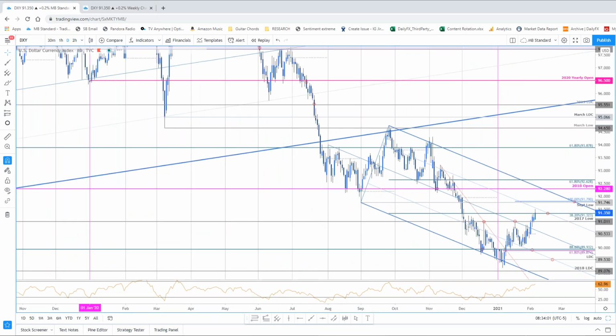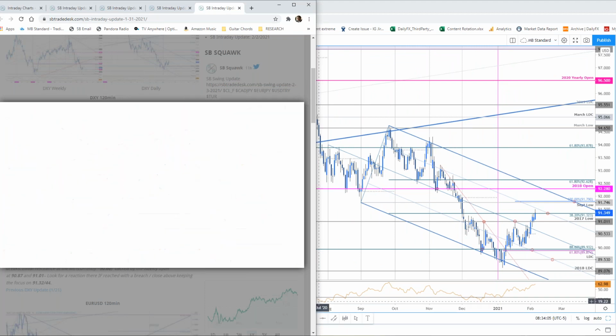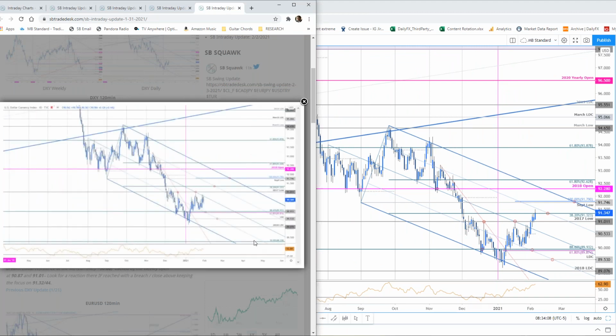Here's DXY on the daily chart, and here's what it looked like earlier in the week. Again, the focus was that 91 level to validate a break of the median line. Really nice action on the median line: support, break, acceleration, resistance. Here's the break, made it right on Monday, plowed through. There's 91.01. Here's the 38.2% retracement at 91.32, of the drop from the September highs.